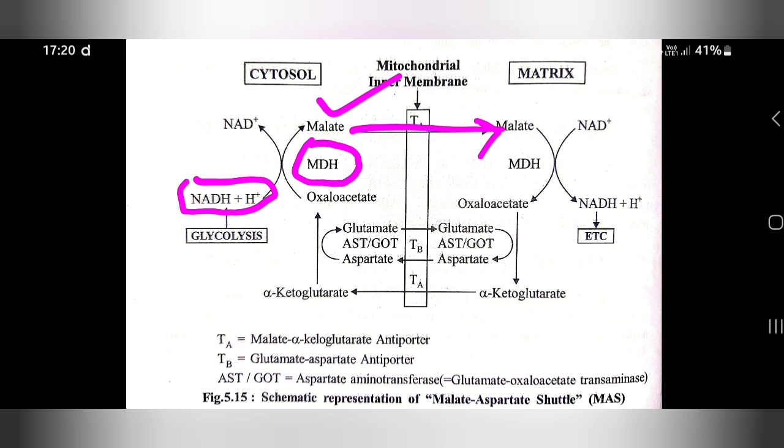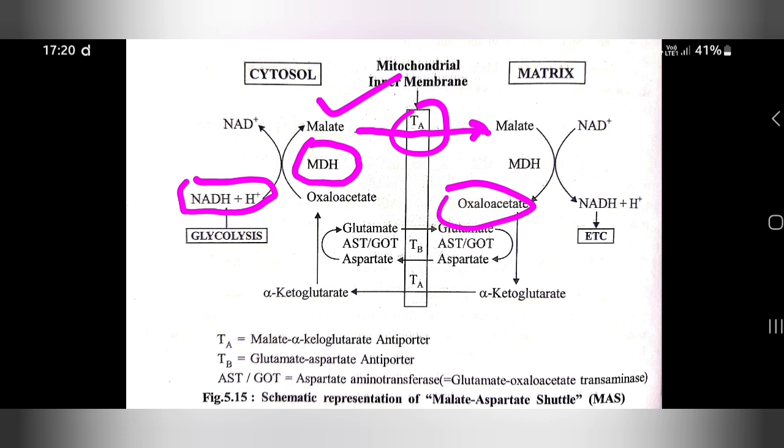Malate enters inside the mitochondria where it converts into oxaloacetate, and in this process NAD plus is again converted to NADH plus H plus. During the movement of malate, one antiporter helps in this movement, that is malate alpha ketoglutarate antiporter, TA. Then inside the matrix, malate converts into oxaloacetate, finally forming the NADH plus H plus, which enters into electron transport chain.